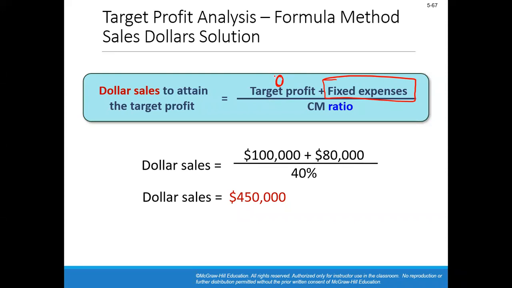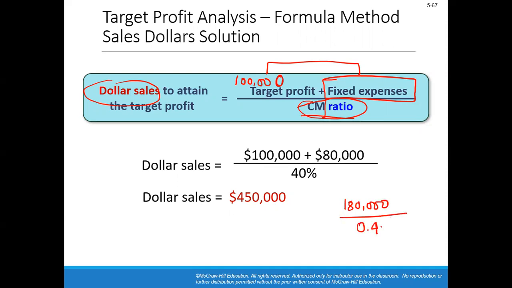But you see now we do not have a target profit of 0. Rather, we have a target profit of some positive amount. Let's say that amount is 100,000. So we'd like to achieve this total amount from our contribution margin. Now, as we are using the formula approach, we need to divide, and we want to get the dollar sales rather than the unit sales. So we have to apply the contribution margin ratio here rather than the contribution margin. So we have to cover in total 180,000.